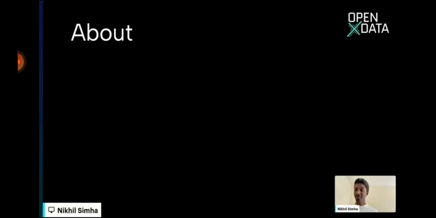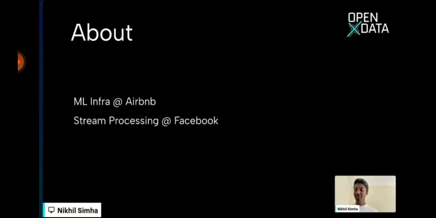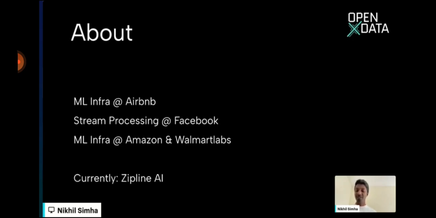So a little bit about me. I'm Nikhil. I was working on ML infra stuff at Airbnb for a long time. Before that, I was doing stream processing related stuff at Facebook. We built our own stream processing engines while there. Before that, I was doing ML infra again back at Amazon and Walmart Labs. So currently, we have founded this company called Zipline AI to help people use Chronon.